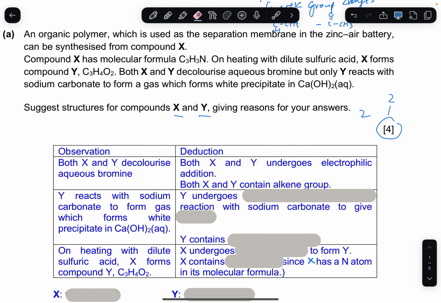So X will have an alkene and a nitrile, and then you hydrolyze, you have an alkane and a carboxylic acid. So 1A we start simple with 3 carbons. Any questions? Okay, let's move on to part B.